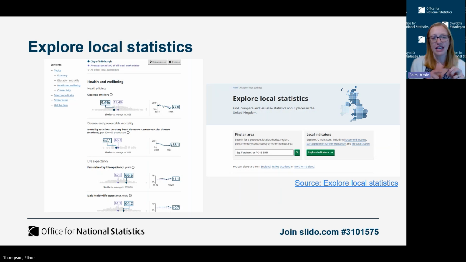But what you can see here, for instance, so the city of Edinburgh, the count of, for instance, cigarette smokers is 9.6%, and that purple box that says 11.4% is the average of all other local authorities. So you can see where your specific local area falls in relation to things like how many people smoke cigarettes, what our healthy life expectancy is for males and females.